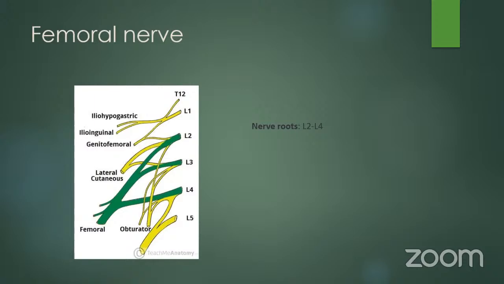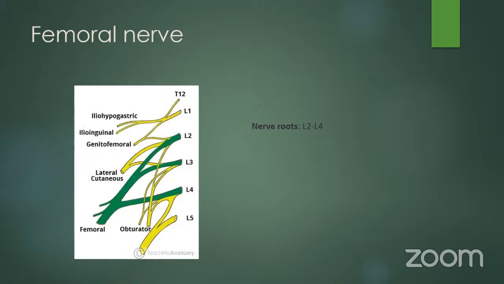Yeah. Okay. So then it enters the thigh behind the inguinal ligament and lies in the femoral triangle, just lateral to the femoral artery. It is separated from the femoral sheath by the iliacus muscle sheath. Then it divides into the anterior division and the posterior division. The anterior division gives the muscular branches to the pectineus and the sartorius, and the cutaneous branches to the intermediate and the medial cutaneous nerve of the thigh.